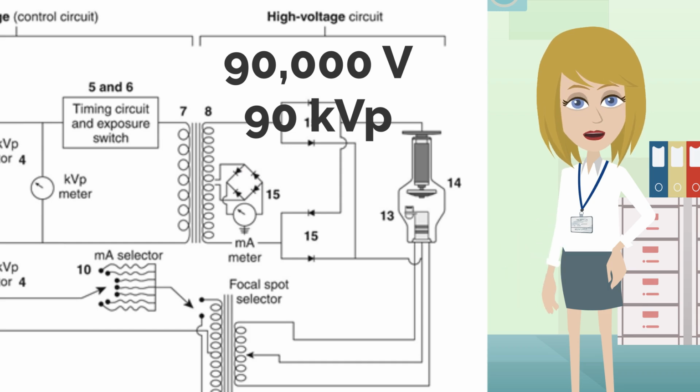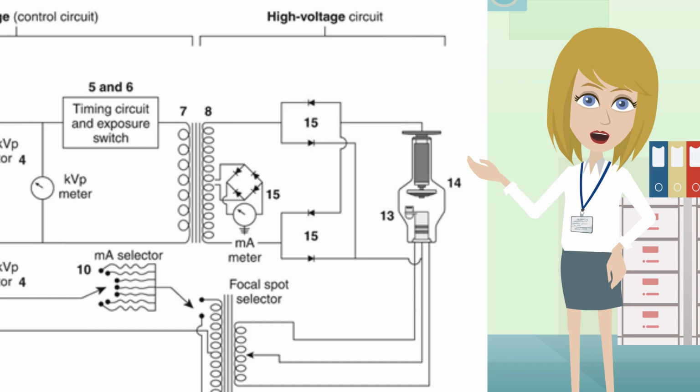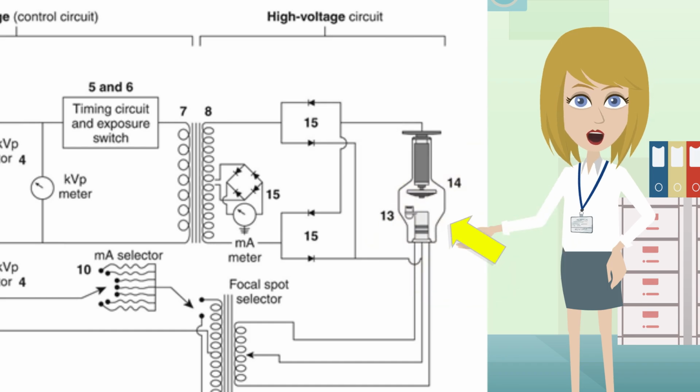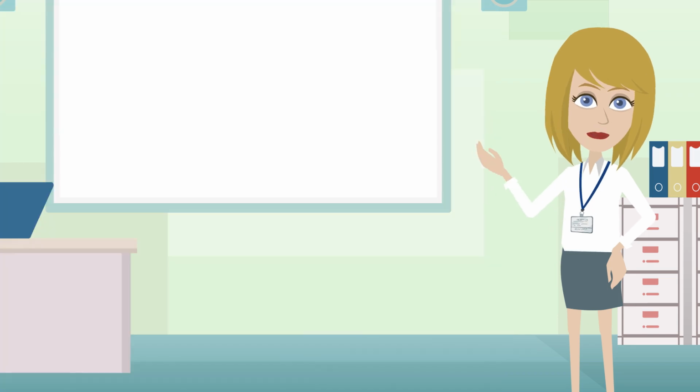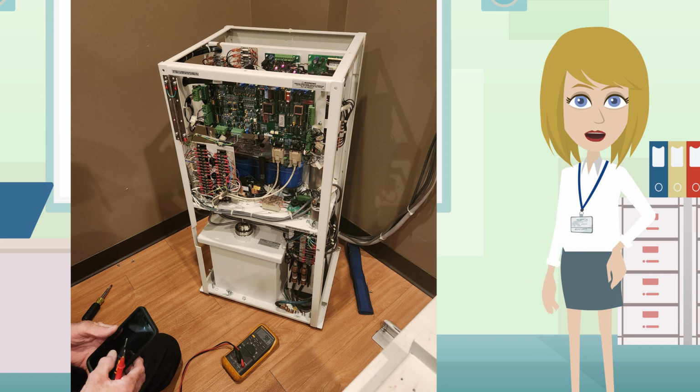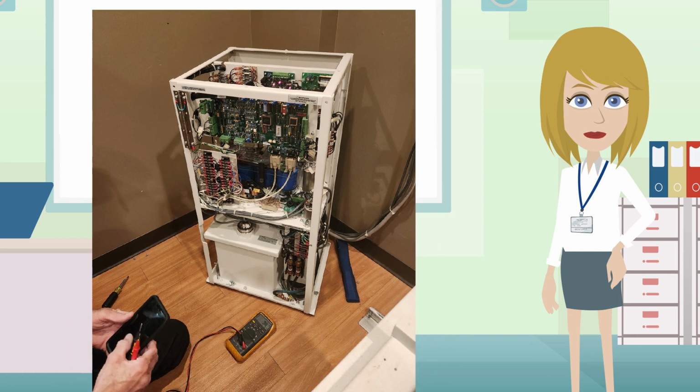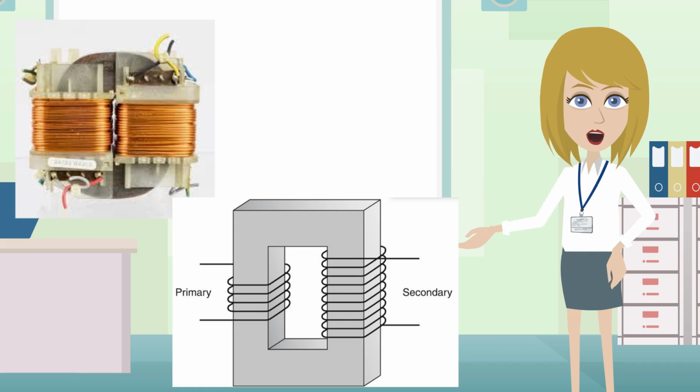The primary purpose of the high-voltage circuit is to supply the X-ray tube with voltage high enough to create X-rays. The auto transformer, step-down transformer, and high-voltage transformer are all located in a tank near the X-ray machine. Oil surrounds the transformers inside the tank for heat dissipation.